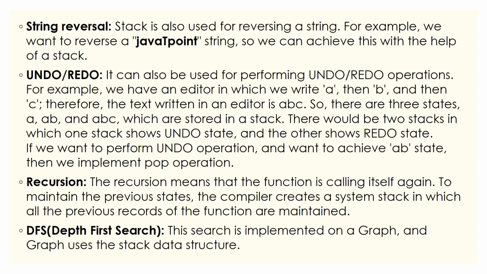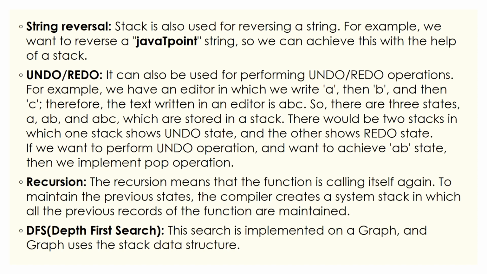The second is undo redo. It can also be used for performing the undo redo operations. For example, we have an editor in which we write A, then B, and then C. Therefore, the text written in the editor is ABC. So there are 3 steps: A, AB, and ABC, which are stored in a stack. There would be 2 stacks, in which one stack shows the undo state and the other shows the redo state. If we want to perform the undo operation and achieve the AB state, then we implement the pop operation.